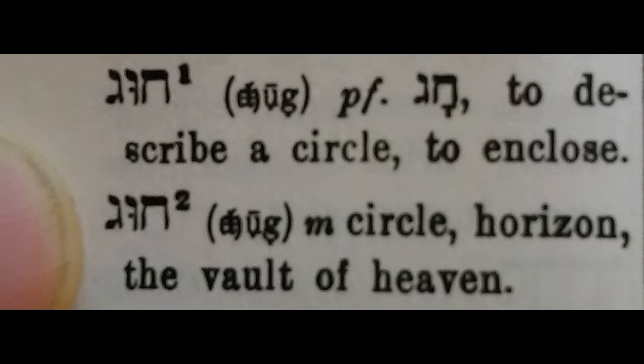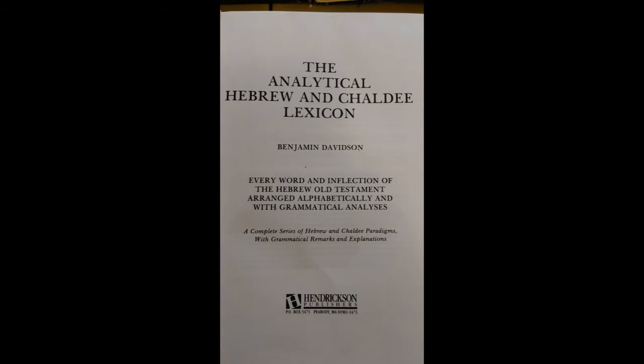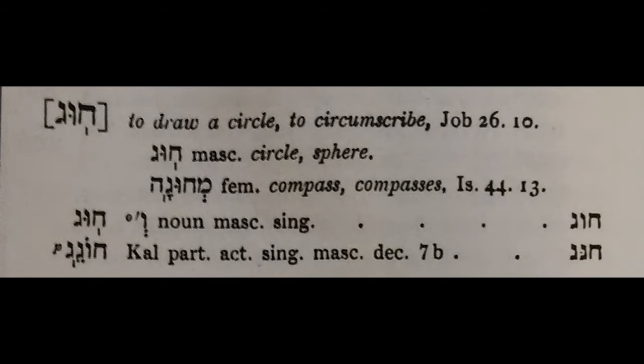And to give you an understanding of how difficult it is, when you go to take a Hebrew word and you try to use a dictionary's definition, you're going to see the variances between the one and another. The next dictionary I'm going to show you here is the Analytical Hebrew and Chaldean Lexicon by Benjamin Davidson, written in the 1800s. And here, he describes hug as the root, to draw a circle or to circumscribe. And then he gives the noun connection of hug to be a circle or sphere.